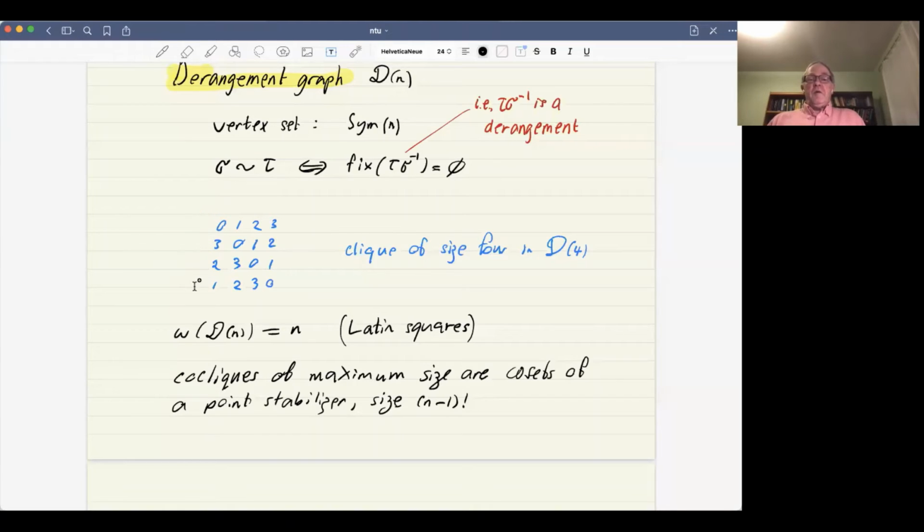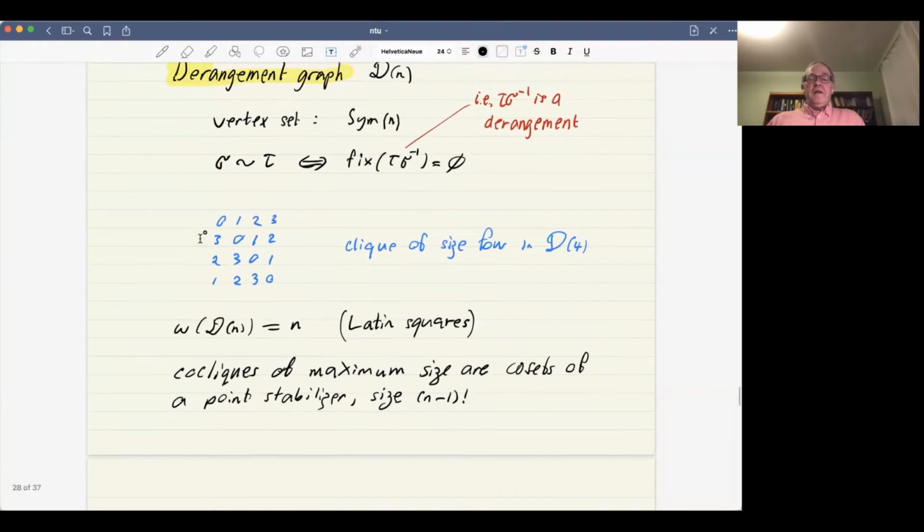And those four permutations form a Latin square. And if you think about it for a few minutes, you'll realize, of course, that a set of D permutations of length D forms a clique in the derangement graph if and only if it gives you a Latin square. So Latin squares correspond to cliques, and the size of the largest clique in the derangement graph is n, and they're all realized by Latin squares.